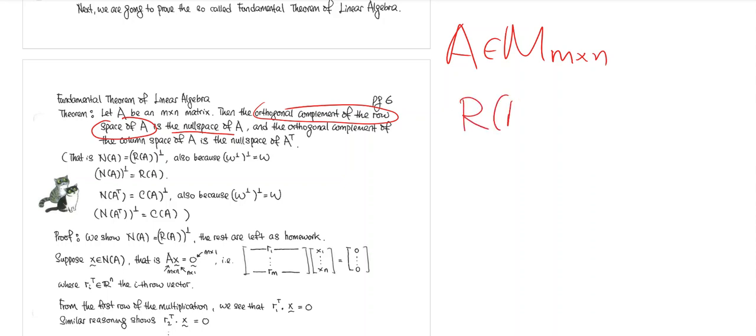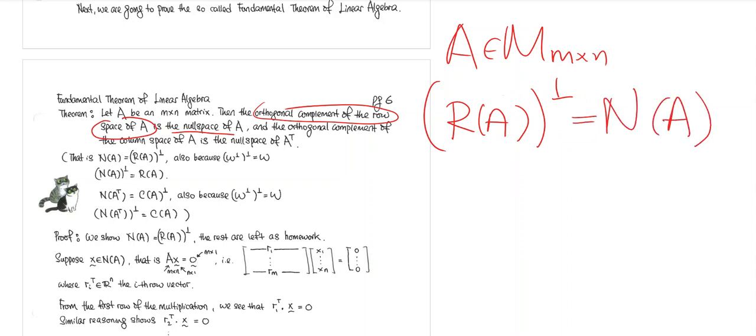So this is the row space of A, and this is the orthogonal complement of the row space of A. And it says that the orthogonal complement of the row space of A is actually the null space of A. Okay, so this is the first thing they want to talk about.